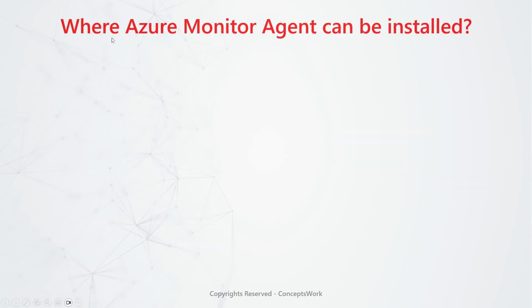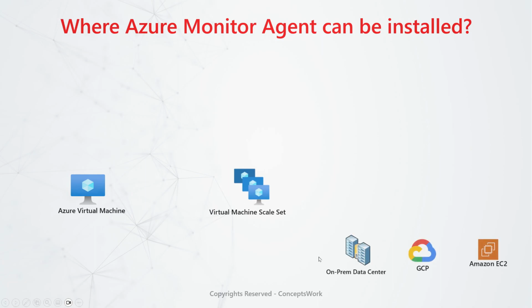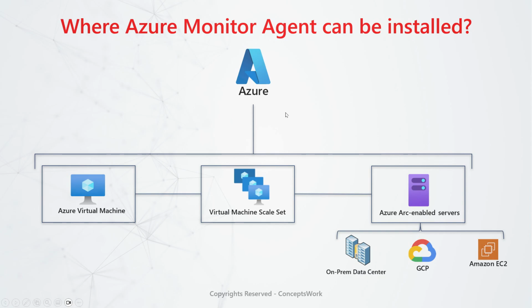Now, the next question is where exactly Azure Monitor Agent can be installed. It can be installed on Azure VMs, virtual machine scale sets, and any machine that exists anywhere, either in your on-prem environment, in GCP, or in AWS, whatever you want to name it, with the help of Azure Arc enabled servers. I've already covered this in a lot more detail, but in a nutshell, the purpose of Azure Arc is to make sure that any machine that exists in these environments gets onboarded to Azure as an Azure resource, okay?